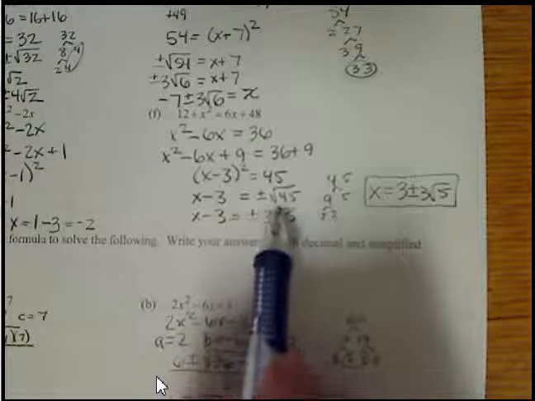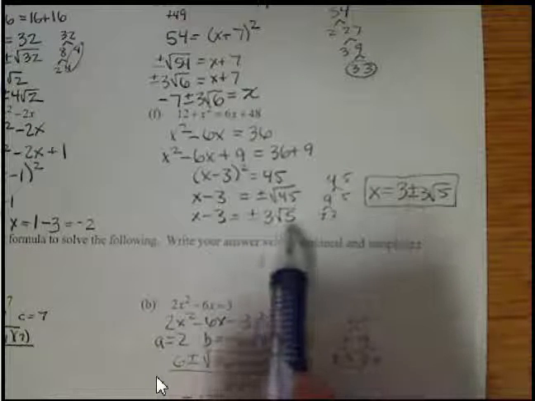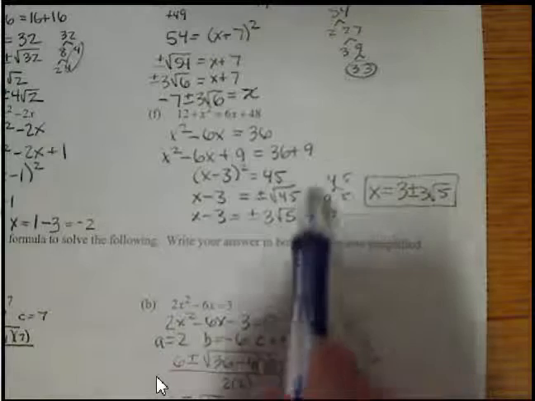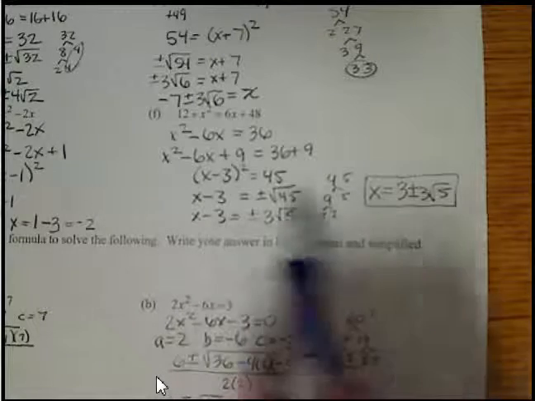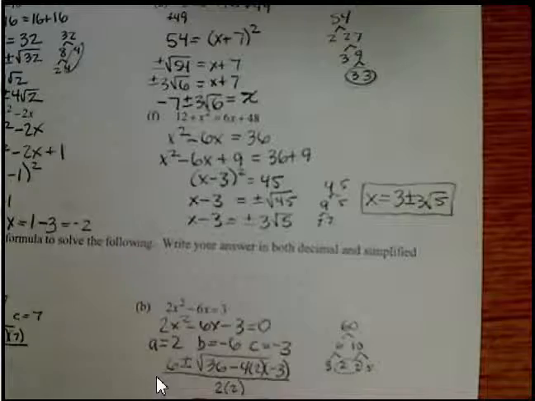We'll take the square root. Square root of 45 will break down to 3 root 5. Here again, here's the steps if you need them. X minus 3, I added 3. And then finally, a quadratic formula.